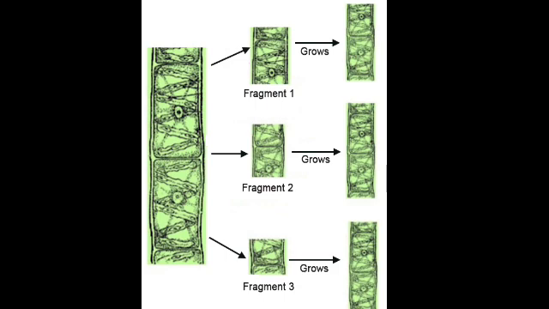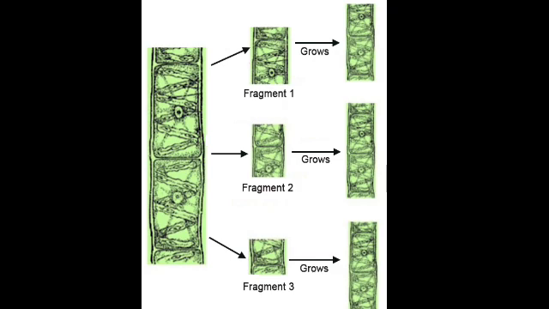Fragmentation. You might have seen slimy green patches in ponds or in other stagnant water bodies. These are the algae. When water and nutrients are available, algae grow and multiply rapidly.